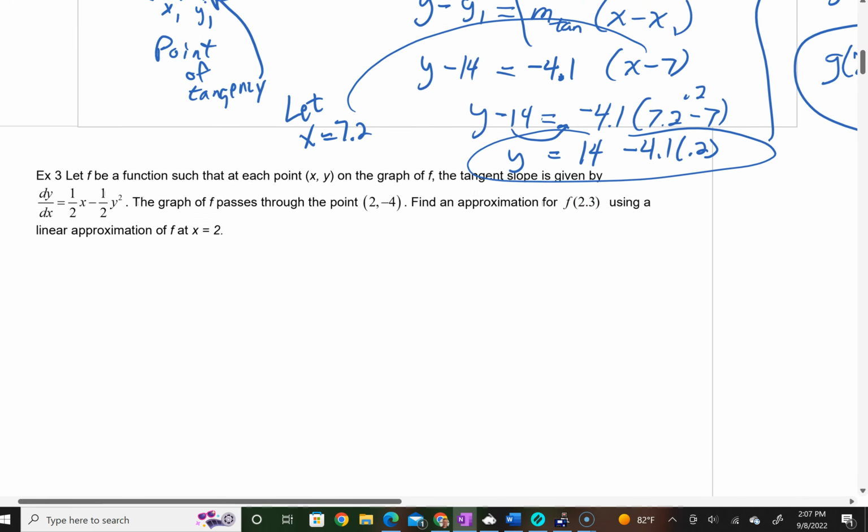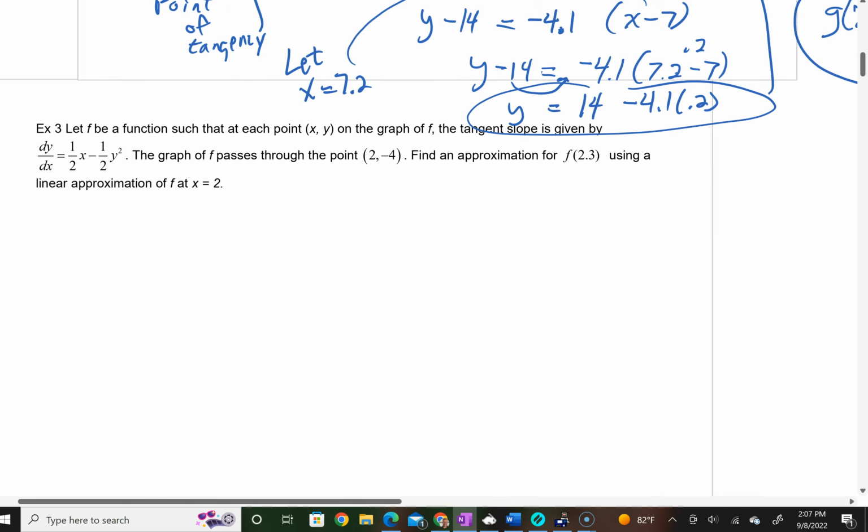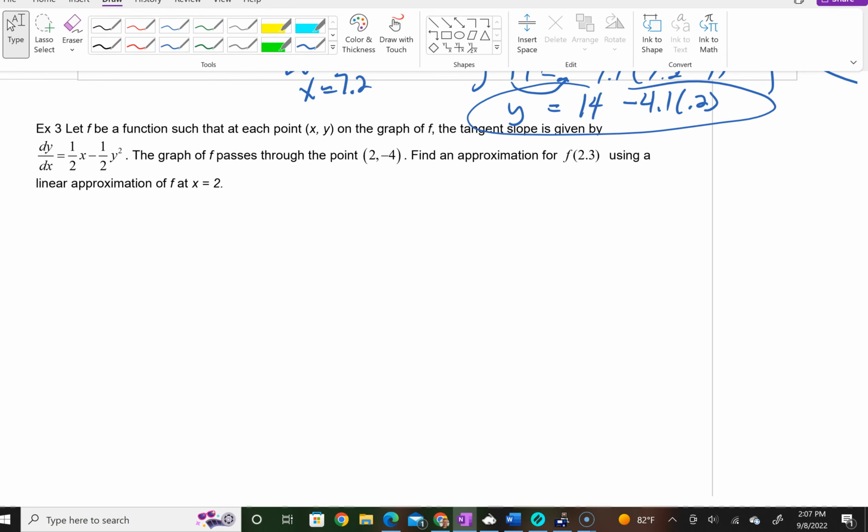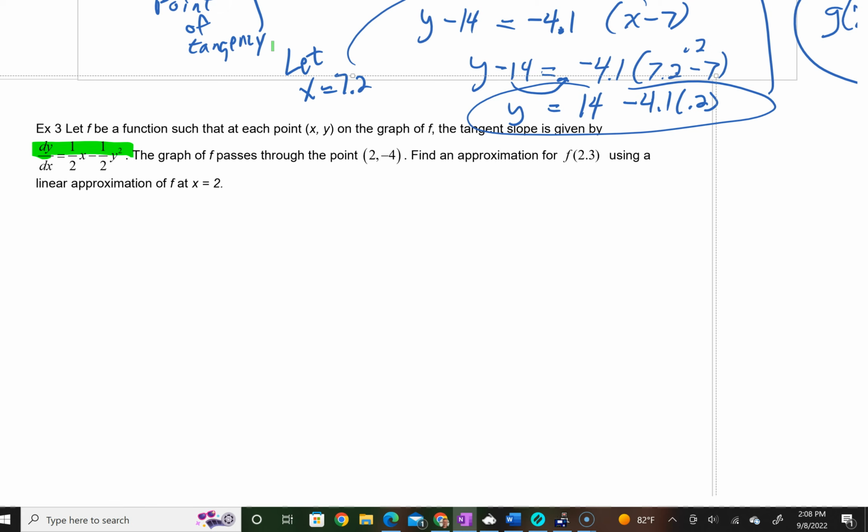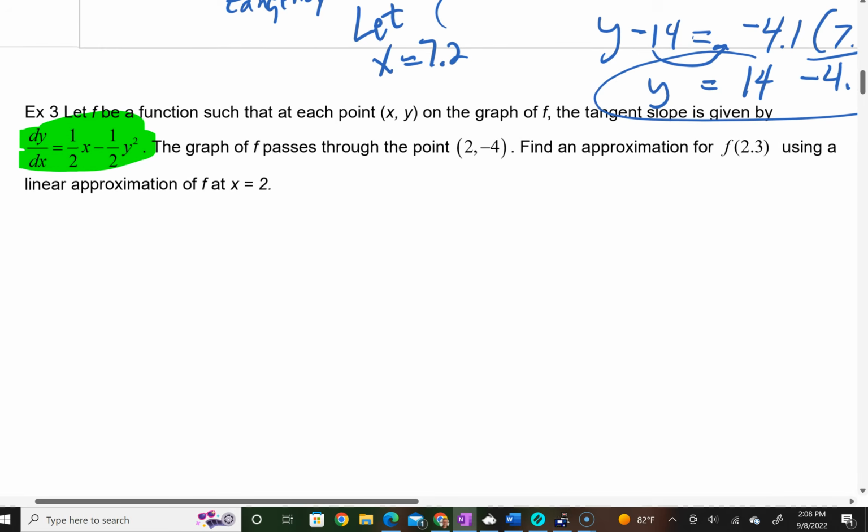All right, one last one. A little bit shorter video, thank goodness. Here we go again. Just read it through in its entirety. Let f be a function. There's some point on it. The tangent line slope is given. Wow, look at this. An implicit form of a derivative. It not only has x, it has y in it. And the graph of f passes through a point, 2, negative 4.